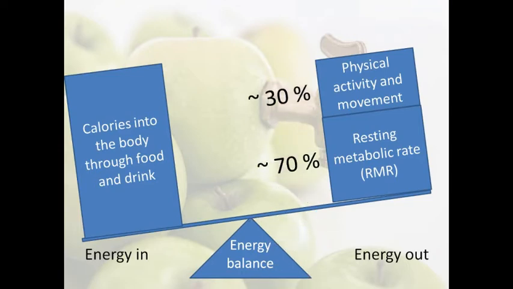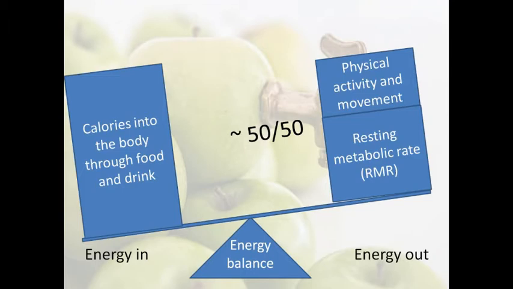And this is the other part of the energy consumption. If you don't do that much exercise, it's about 30% for physical activity and movement, the calorie consumption, and 70% for resting metabolic rate. But if you do a lot of sports, it can be 50-50 or even greater. So this is the part of the energy consumption that you can adjust.